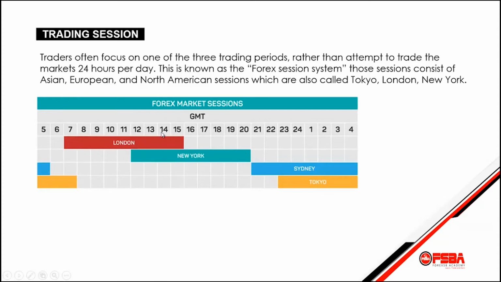So between 12 and 15 is the overlap of London and New York session. This is the best time for you to trade, because by this time London is still awake and New York is also awake. So you want to trade around this time. Also, you can see this Sydney between 23 to 5. Both Sydney and Tokyo are awake. So you want to trade around this level. You want to trade here.